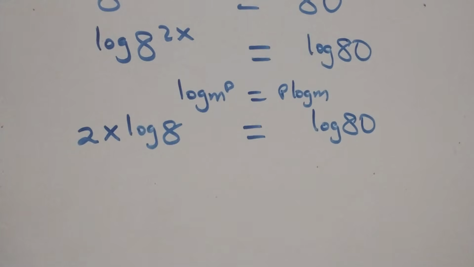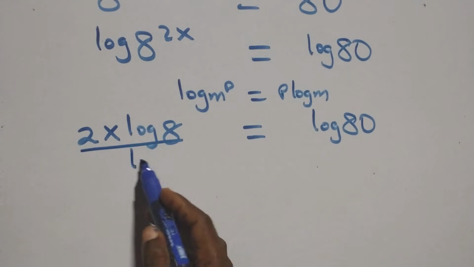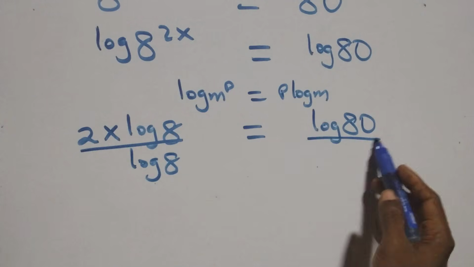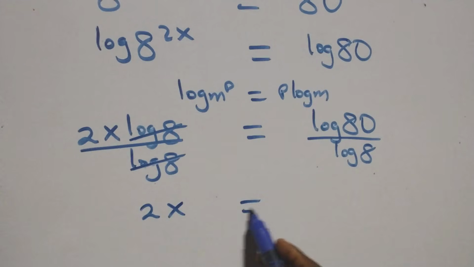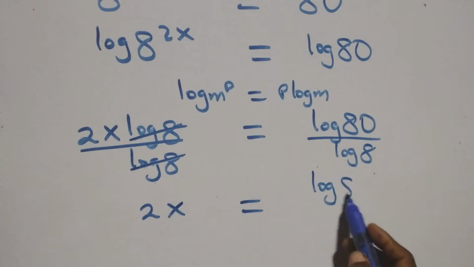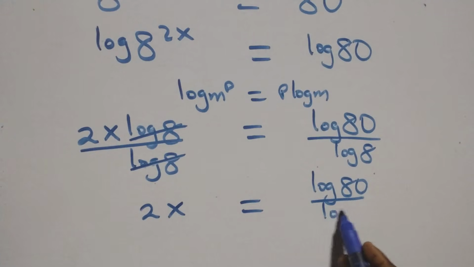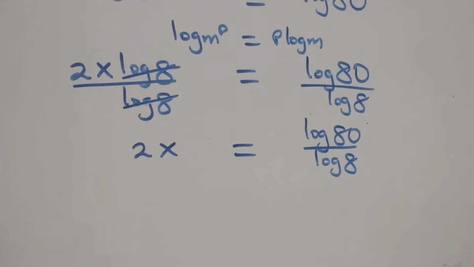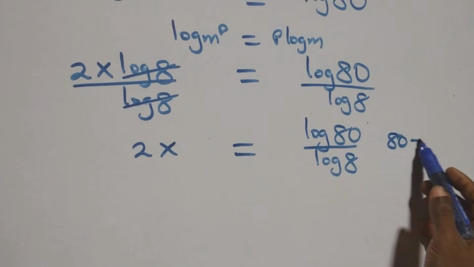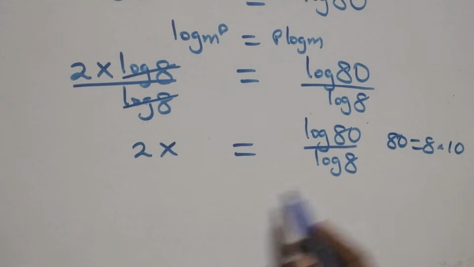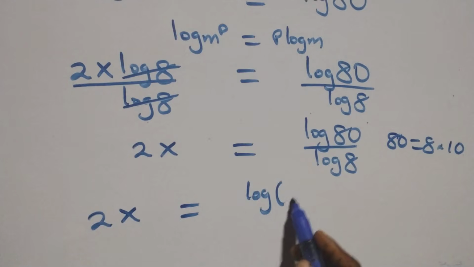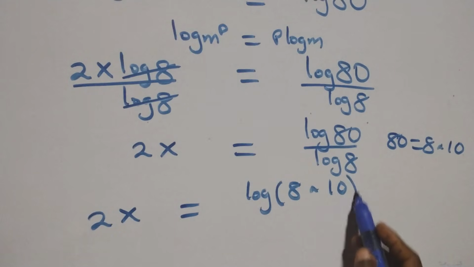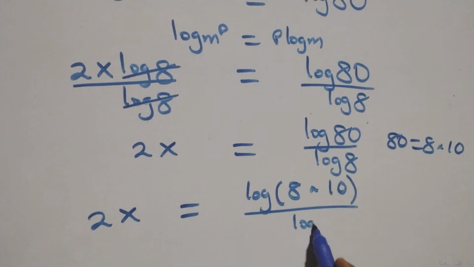The next step, divide both sides by log 8. Divide this side by log 8, and also divide this side by log 8. Here log 8 cancels, and we have 2x equals log 80 over log 8. The next step, 80 can be written as 8 times 10, and what we have becomes 2x equals log 8 times 10 over log 8.